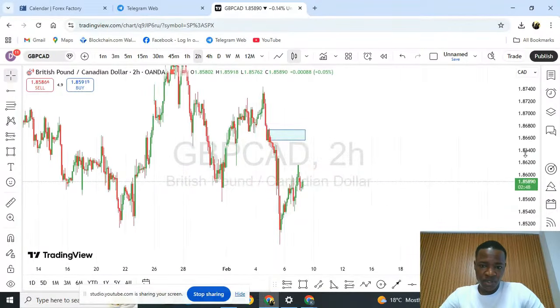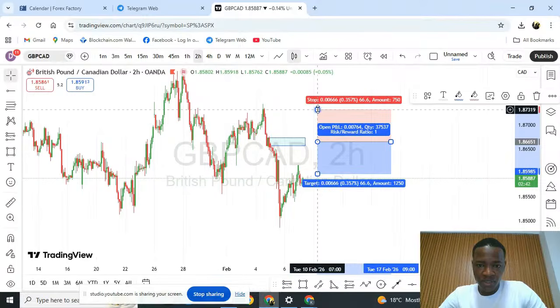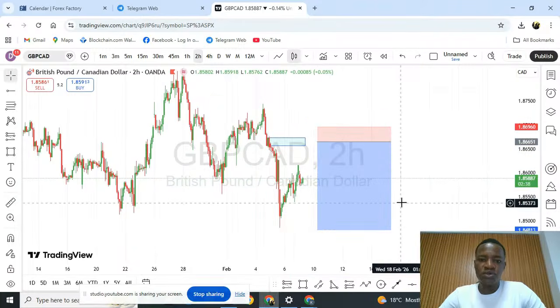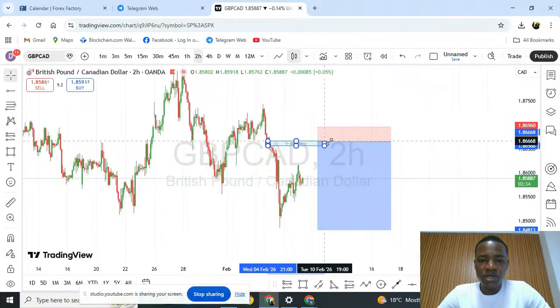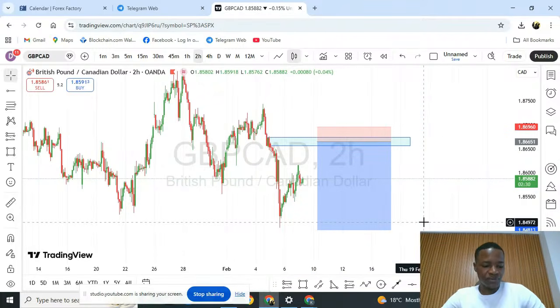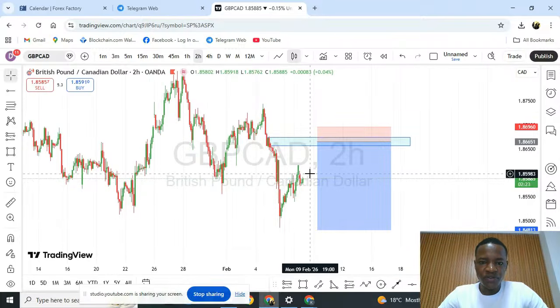You can watch out for this order block on 2 hours until you can be able to sell this market from this particular level. This order block is visible on 2 hours, and the stop loss at this particular level, and take profit all the way down. So watch out for that particular setup on GBPCAD. Check out that. So this one might happen maybe today, or give it 1 day or 2 days. So, but stay tuned for it.